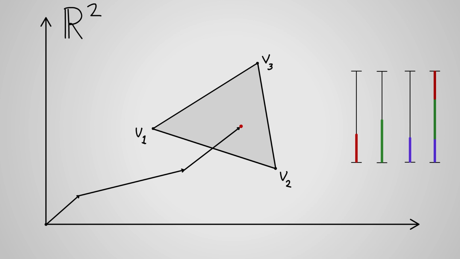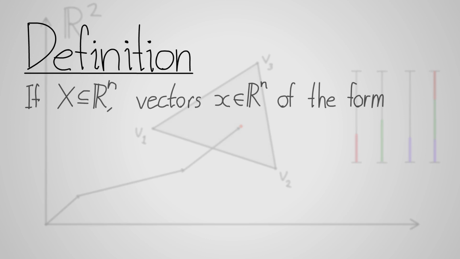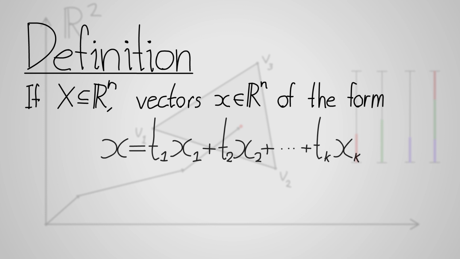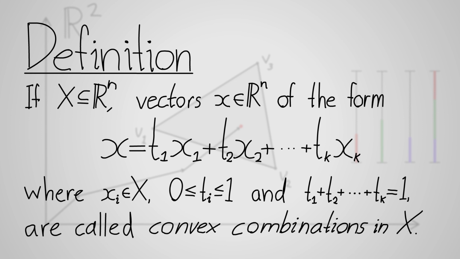Let's prove it. But first, I'm spending a lot of time saying the sentence "scaled sum with coefficients between 0 and 1 adding to 1" over and over, and that's a problem that's only going to get worse. So it's about time we introduce some terminology. Definition. If X is some set of vectors, such as, for instance, the set of vertices of a triangle, then any vector which can be written as a sum of scaled copies of vectors in the set X where the coefficients are between 0 and 1 and add to 1 is called a convex combination in X. Why convex combinations? We'll get to that in a moment.